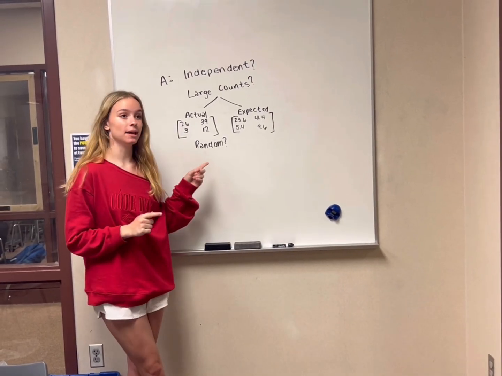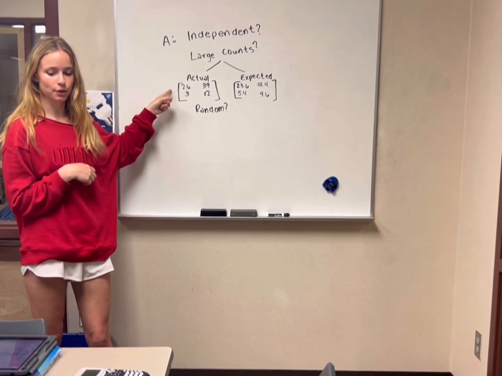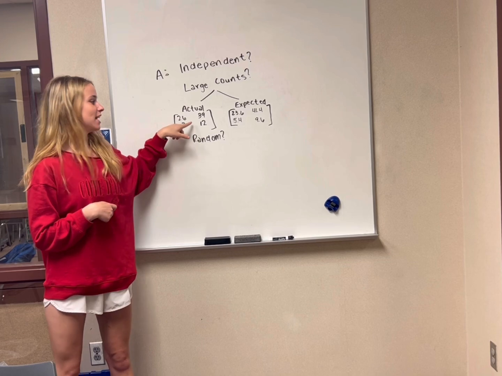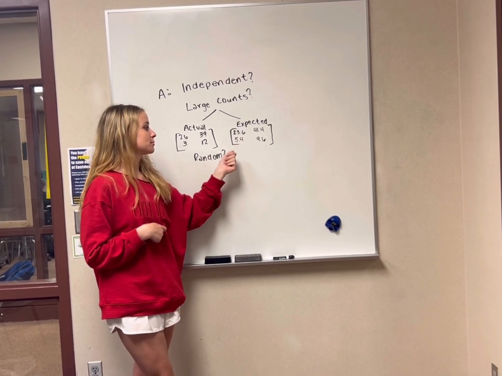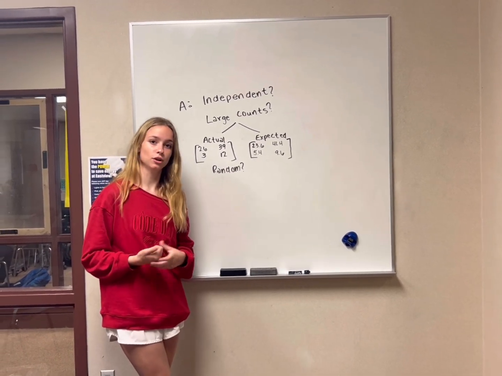So it is independent. Large counts, we got our actual numbers here of 26 women who have gone to therapy, 3 men who have gone to therapy, 39 women who haven't, and 12 men who haven't. Our expected values then are these numbers here, with our smallest one being 5.4, which is greater than 5, which is what it needs to be in order to count it for large counts.